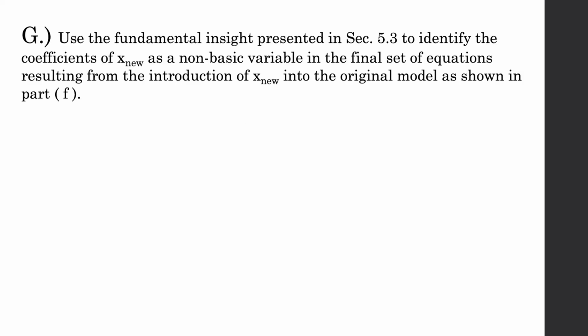And then finally, we were asked to determine what the coefficients of x new would be in the final set of solutions or equations. And as we've done in part E, it involves multiplying the slack submatrix by the coefficients of x new in the 2 constraints that were given, and we determined that the coefficients of this variable would be 1/3 and 1/5 in the final set of solutions.